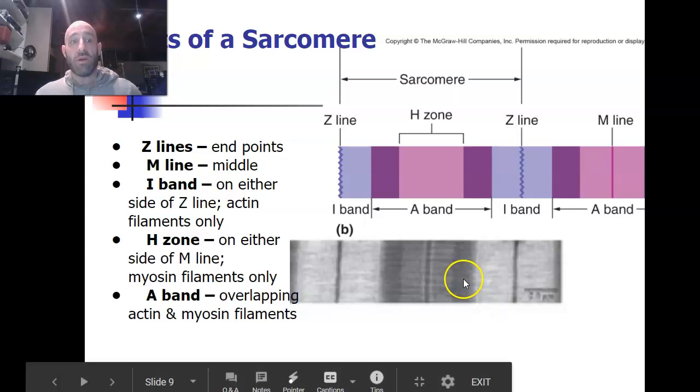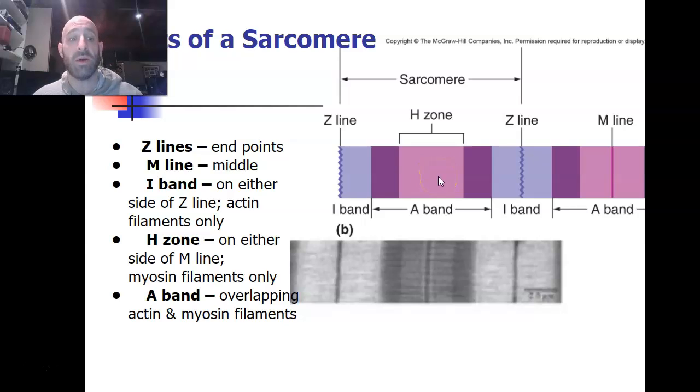So a sarcomere is essentially a lighter section of the I band and a darker section of the A band with the H zone in the middle. And that is what makes muscles look striated. That's why they look light, dark, light, dark. Each striation is actually a sarcomere.